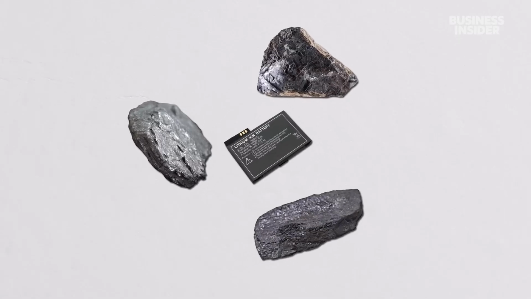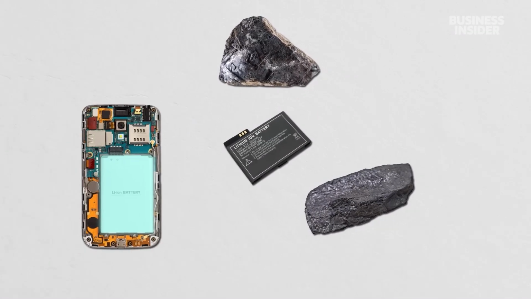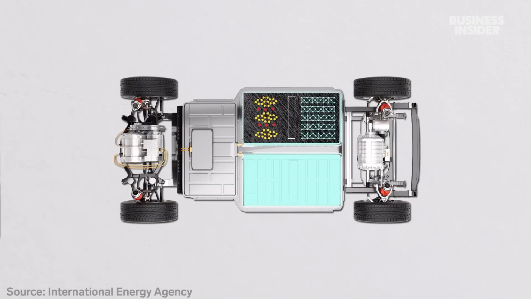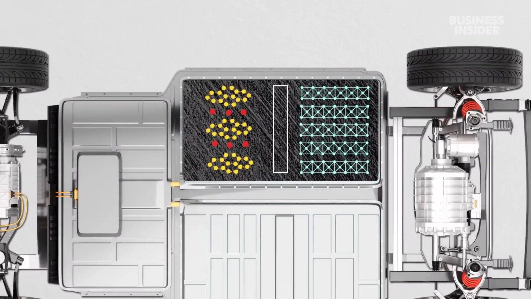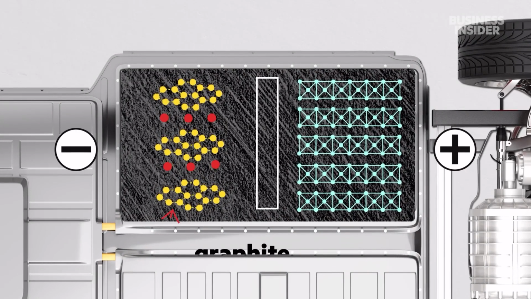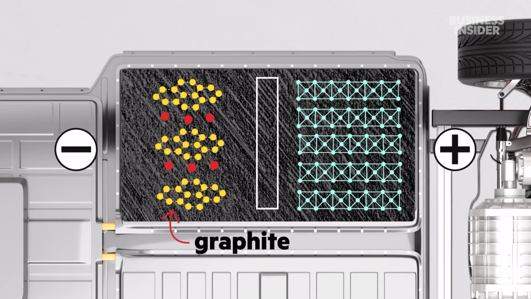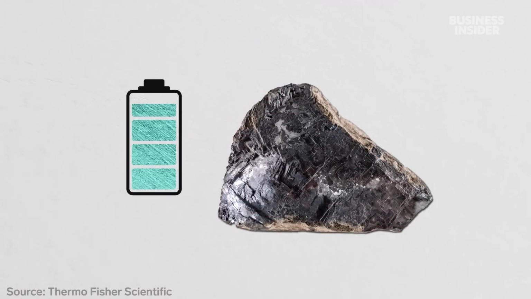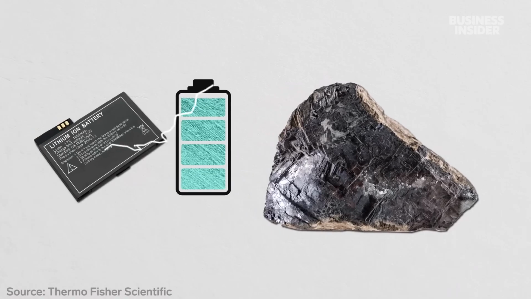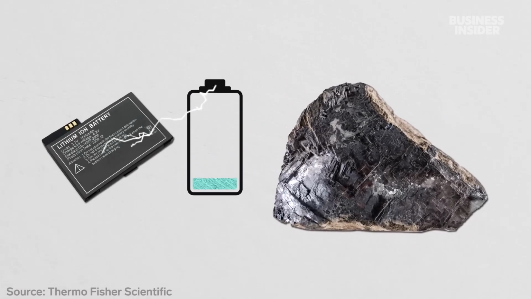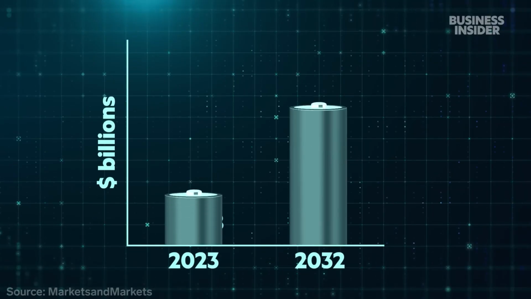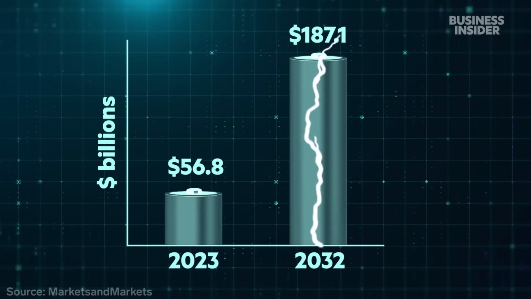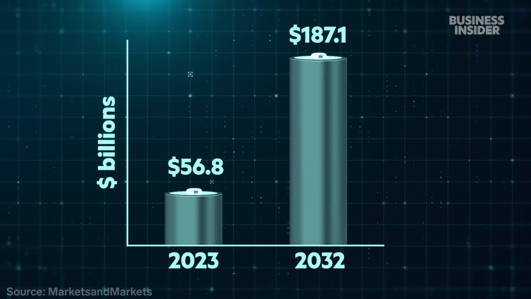Graphite's main use these days is in lithium-ion batteries found in smartphones and laptops. And it makes up the largest part of any electric vehicle. EV batteries have a positive side and a negative side, and graphite is that negative side. The mineral is highly conductive, resistant to heat, and can store energy for a long time, making it ideal for EV batteries. That industry is expected to triple from $56 billion this year to $187 billion by 2032.